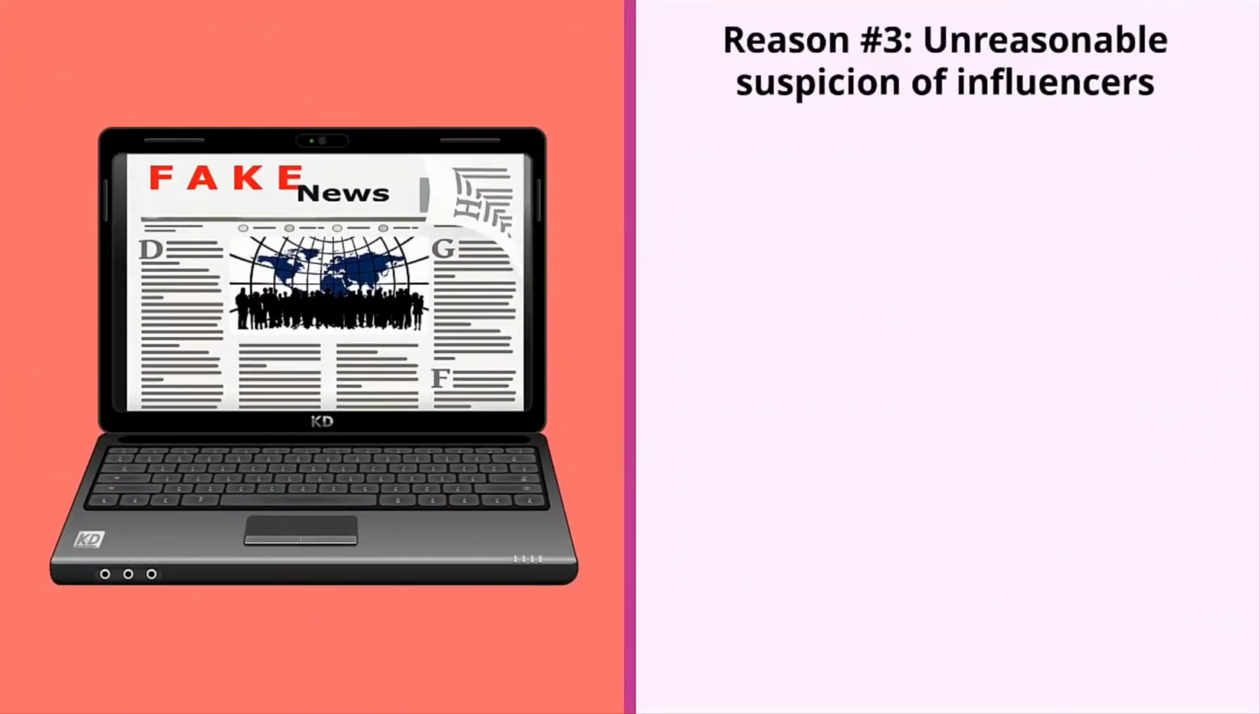Reason number 3, unreasonable suspicion of influencers. Influence marketing is really big on Instagram. Basically, you find people who are already influential in your niche and you pay them to mention your product or give shout-outs to your profile. Whatever method you use, you leverage their existing popularity and credibility with their community.